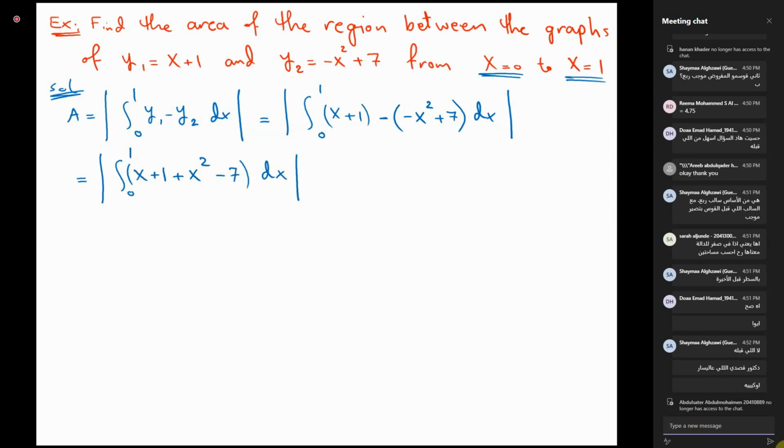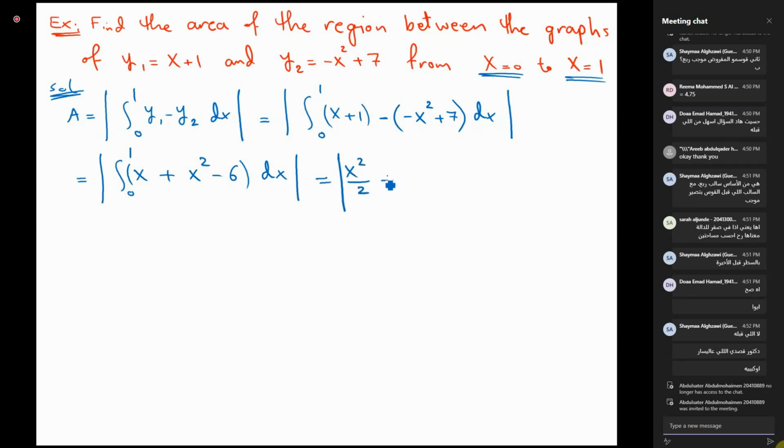Okay, now find the integral. We have a plus minus, so we have minus 6 directly: 1 minus 7, minus 6. Now the integration is x squared over 2, with absolute value, plus x to the power 3 over 3 minus 6x. Now we need to substitute 1 and 0.